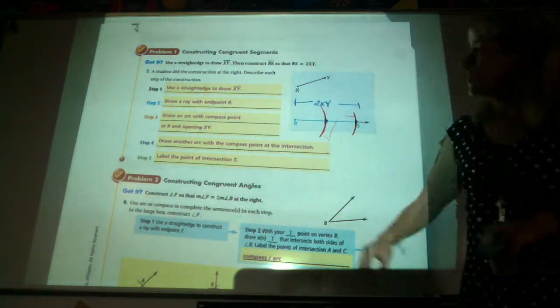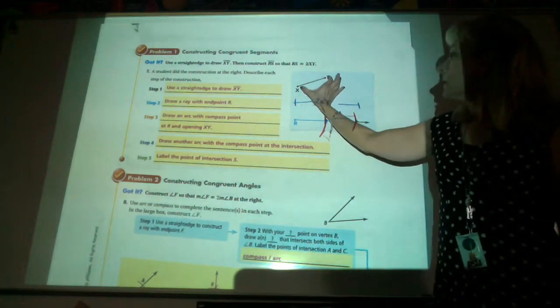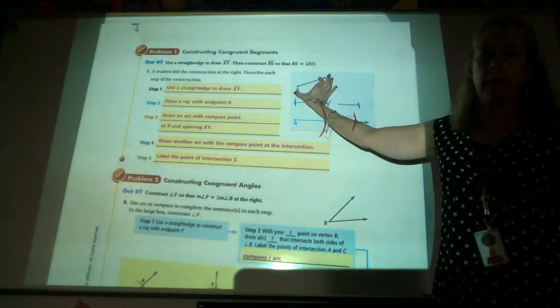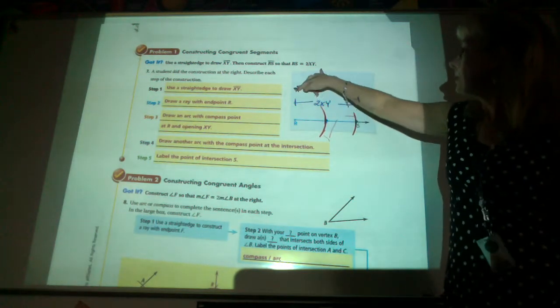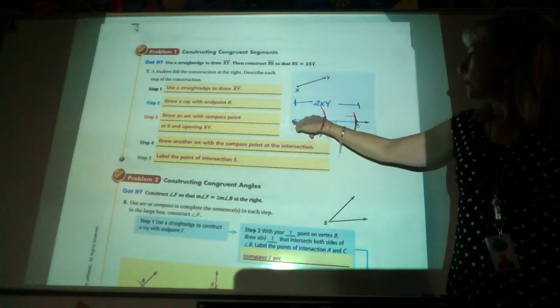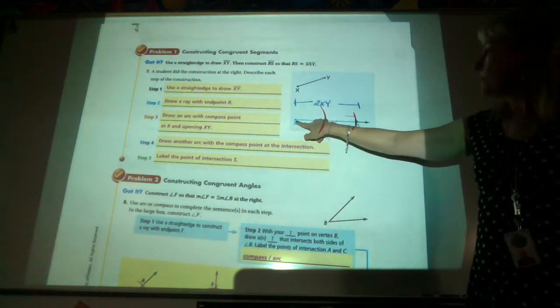Then the second step was to draw an arc with your compass point. So all they did was take this measurement. They measured that distance with their compass. They put one end of the compass here, the other end here, and made an arc. And then came down here and made that same arc here, and you can see me making the arc measurements there. Then they did it again.